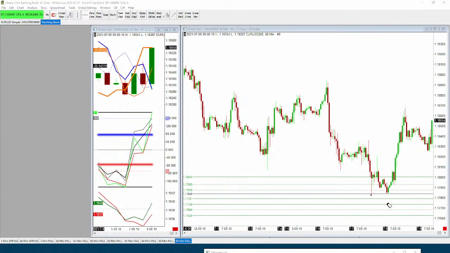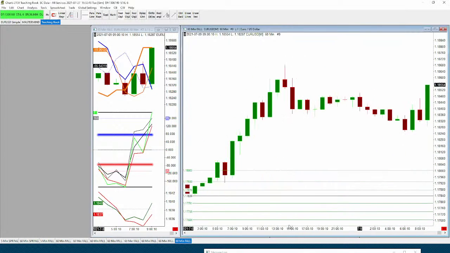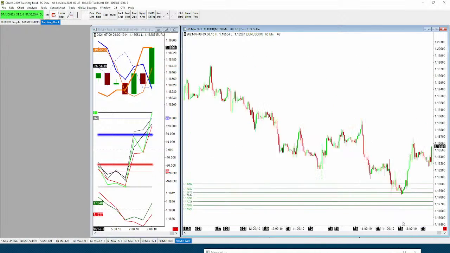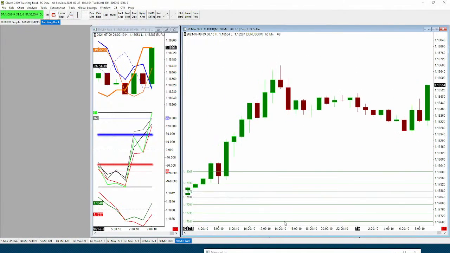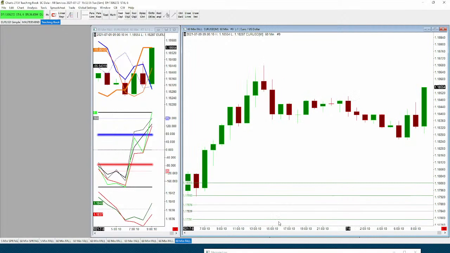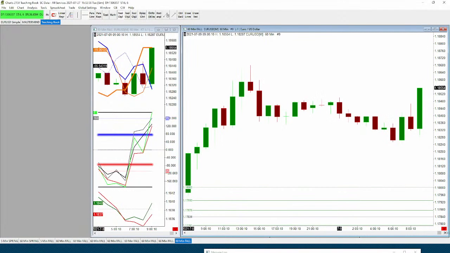I didn't just pick it. The indicators told me it was there, all right? And if I go back far enough, I can see that it actually works as resistance as well, okay? So here we are.